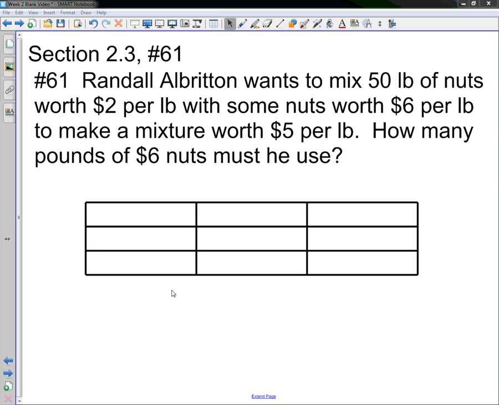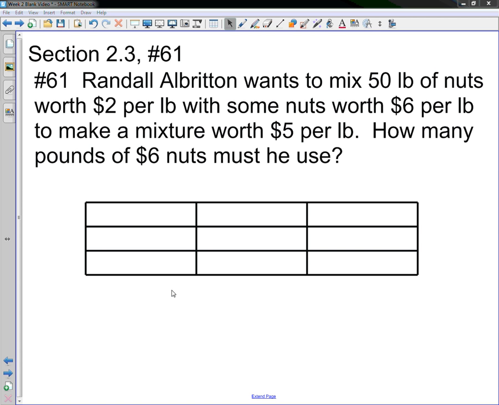And this is dealing with Randall wants to mix 50 pounds of nuts worth $2 per pound with some nuts worth $6 per pound to make a mixture worth $5 per pound. How many pounds of $6 nuts must he use?